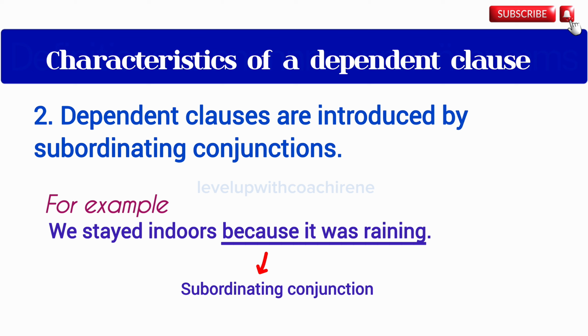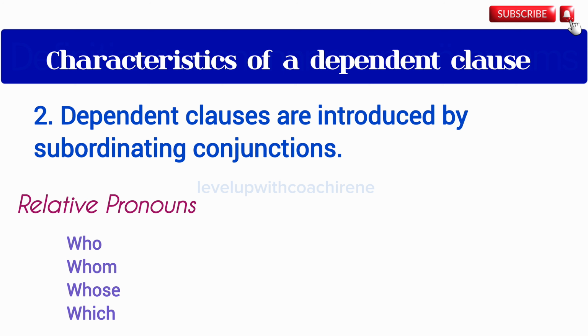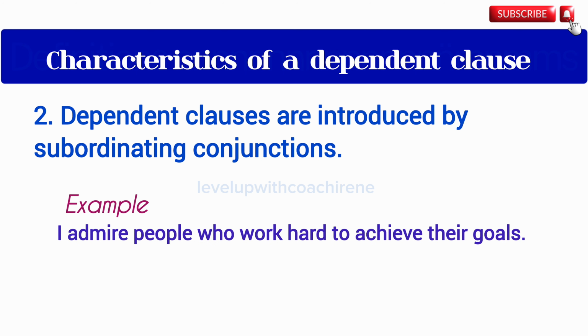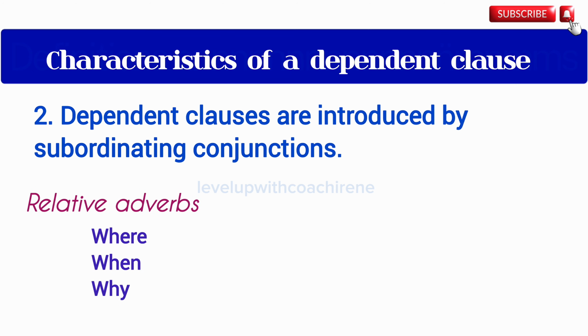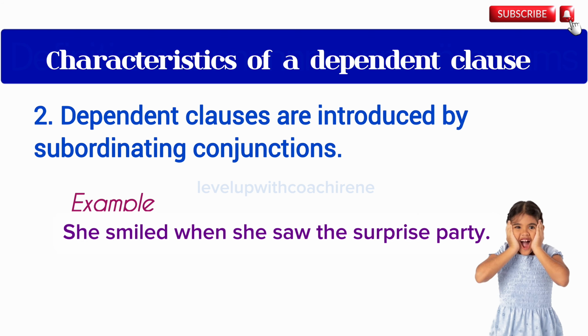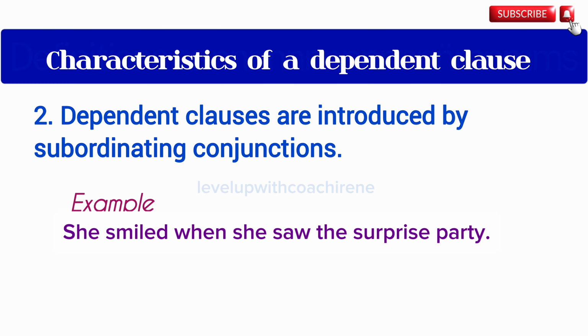They could also be introduced by relative pronouns like who, whom, whose, which, that. For example, I admire people who work hard to achieve their goals. Here, the dependent or subordinate clause was introduced by who. They can also be introduced by relative adverbs like when, where, why. For example, she smiled when she saw the surprise party. As you know, the subordinate clause was introduced by when.